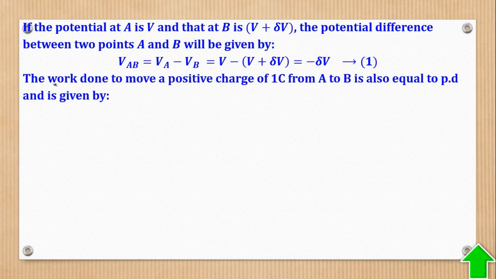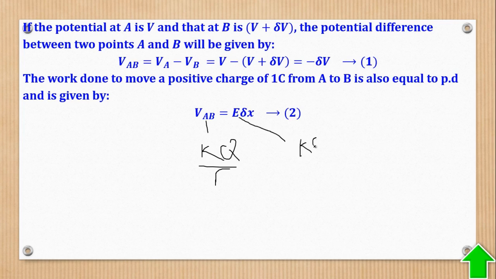We shall now also say that work done to move a positive charge of 1 coulomb from A to B is also equal to PD and is given by VAB, which is potential difference, equal to electric field intensity times the distance moved. So where is this formula coming from? First of all, the formula we know for potential is KQ over R. Then the formula we know for intensity is KQ over R squared.